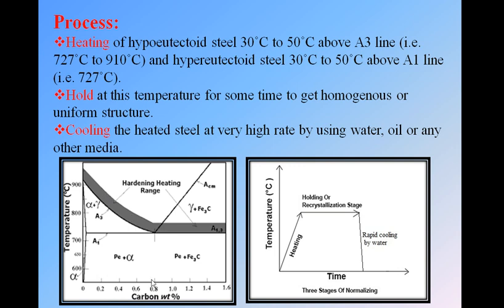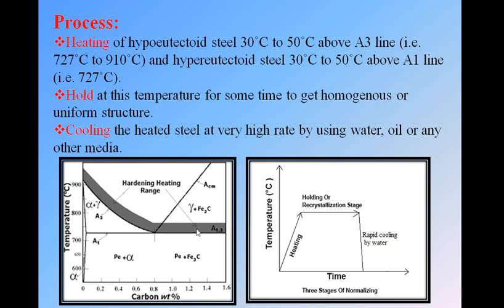Next, from 0.8 up to 2%, this will be the hypereutectoid steel, and for this we will heat above the A1 line. For this 0.8 to 2%, there is a constant temperature zone, because A1 is a horizontal line.